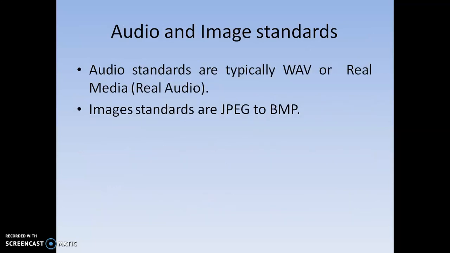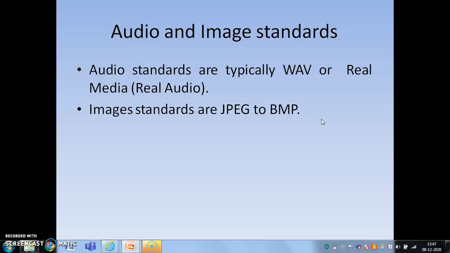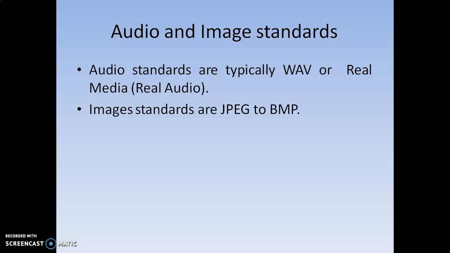Okay. Now coming to the audio and image standards. How do audio and images follow some kind of standards? What are the standards? Audio standards are typically WAV or Real Audio. Image standards are nothing but JPG and MPG. Like that, item normalization can be done for text, numeric and multimedia objects. Okay, so item normalization will be like this.